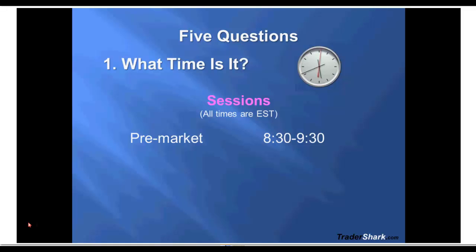But from 8:30 to 9:30, it kind of gives me an idea as to where the Globex range is. If you don't know what the Globex range is, that's simply the high and the low of the overnight market, reflecting from the Asian market and the European market. And I go into that in detail in the Shark Den. So 9:30 to 9:45 is what's called a no trade zone.